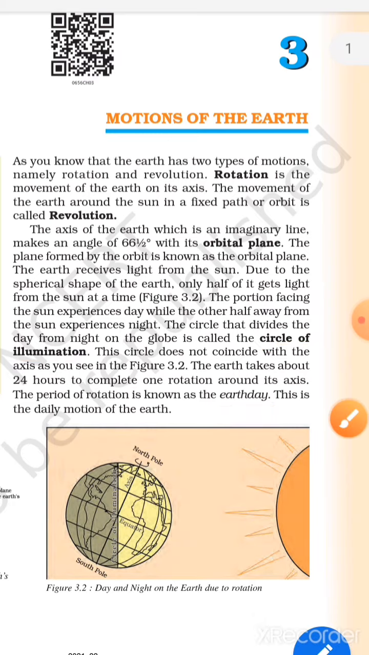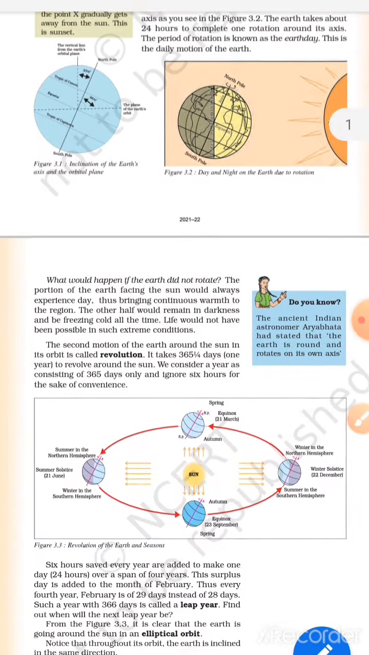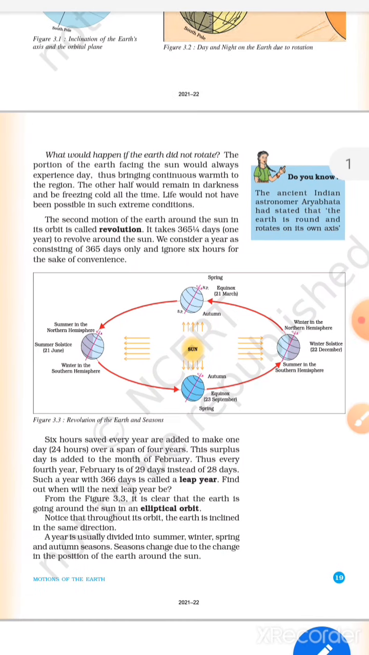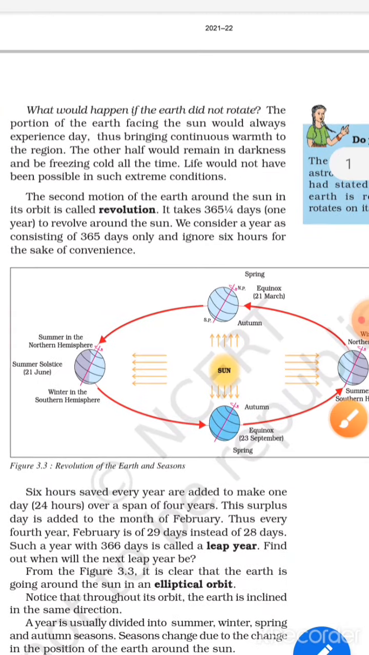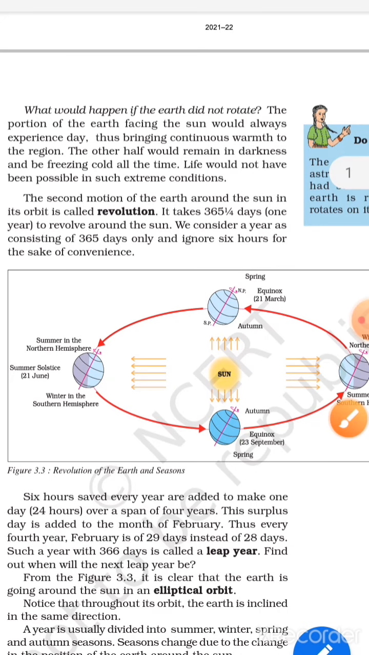ये क्या है? Daily motion है, Earth की daily motion है. Then the next motion of the Earth, that is the revolution. जो दूसरी वाली motion है Earth की, that is the revolution. ठीक है. Now what is the revolution? Earth moves around the sun in a fixed path or an orbit.